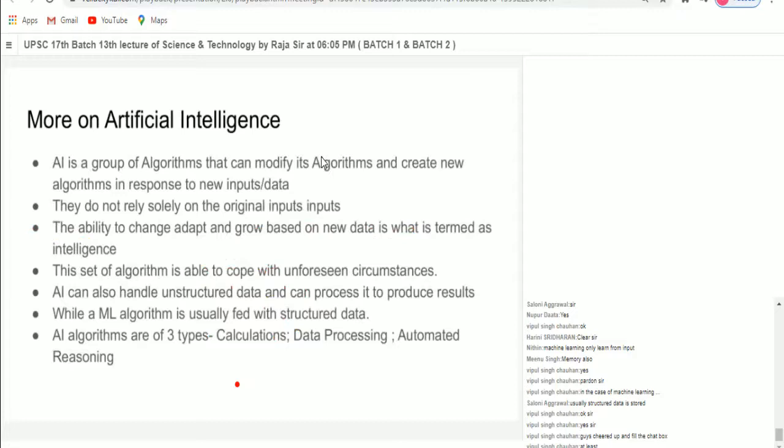And another difference was that in machine learning, we are using the structured data, the data which is fed to the machine learning algorithm is structured data. But in the case of artificial intelligence, we are using the unstructured data. This was the point.